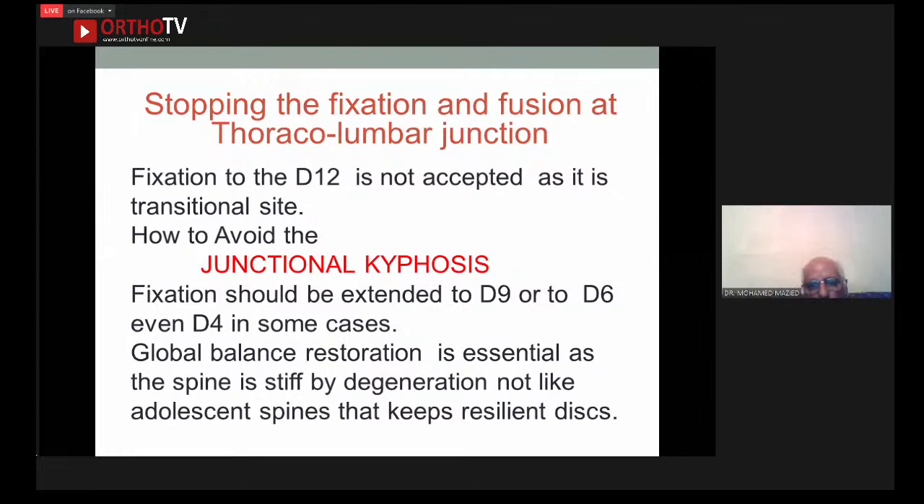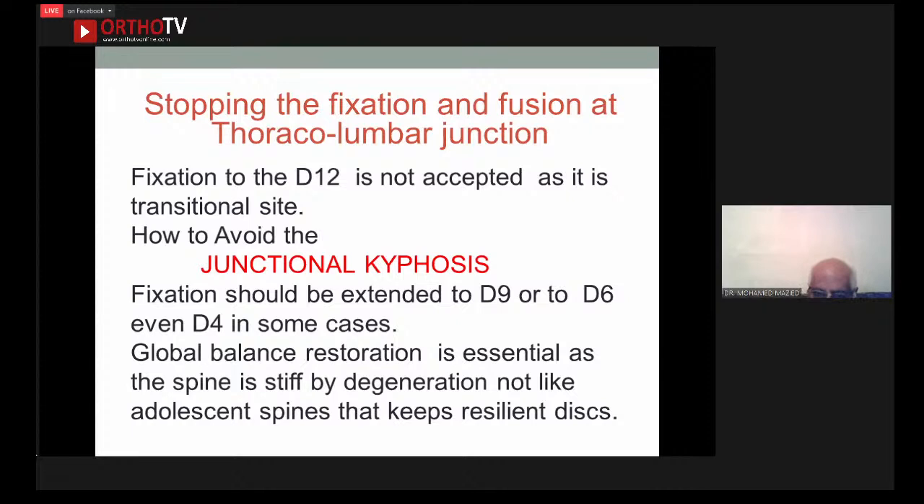And this can come out after a short period, 2 months. Fixation should be extended to D9 or sometimes to D6, even in some cases to D4. You see how the extension is to restore the balance and to have global correction in the elderly.